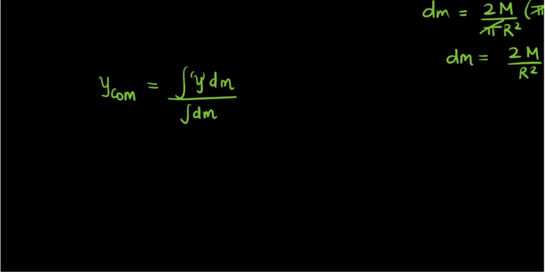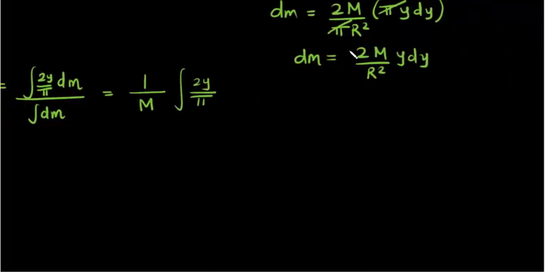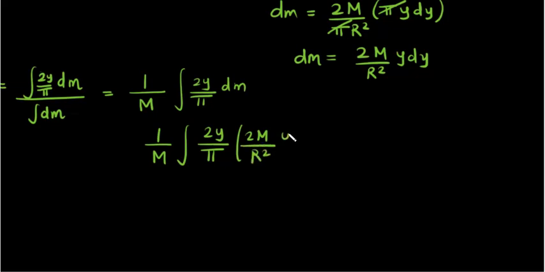So let me erase this, and I will write here 2y by pi. Now I will integrate. The integral of dm in the denominator is m. So this is integral of 2y by pi into dm. So what is dm? dm is 2m by r square into y dy. This is dm. So this is integral of 2y by pi, with dm as 2m by r square y dy.